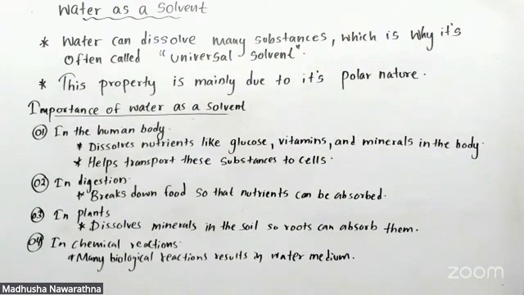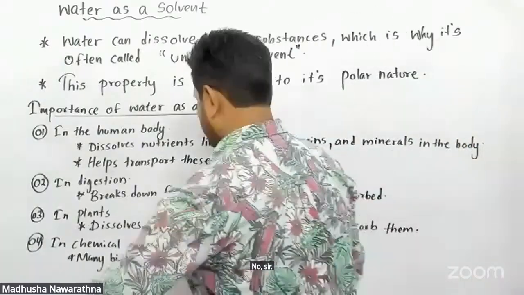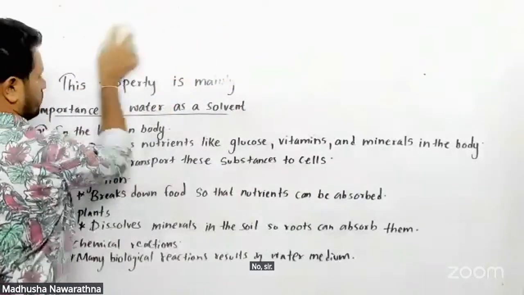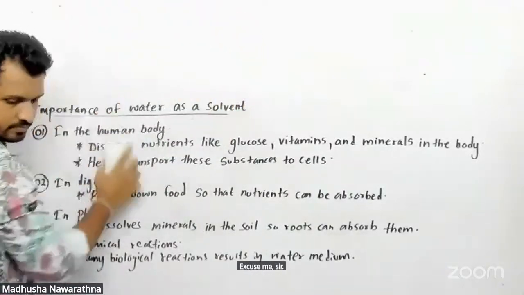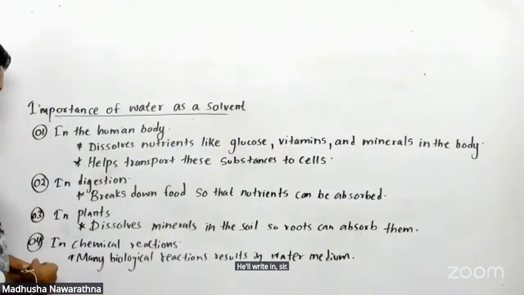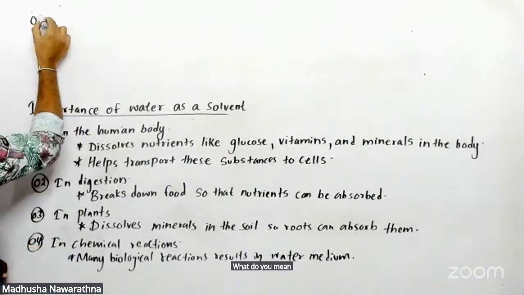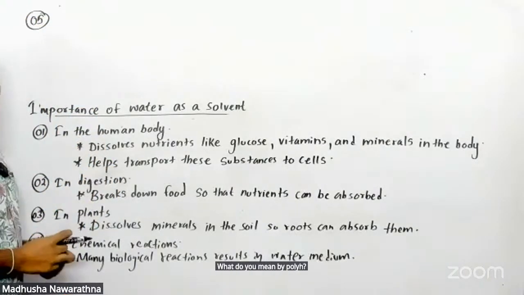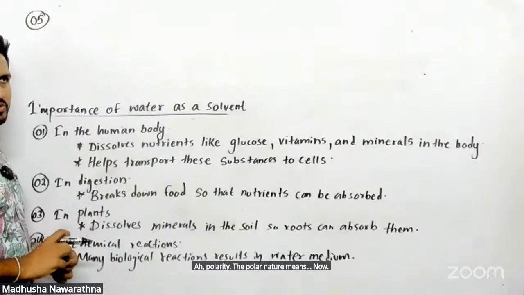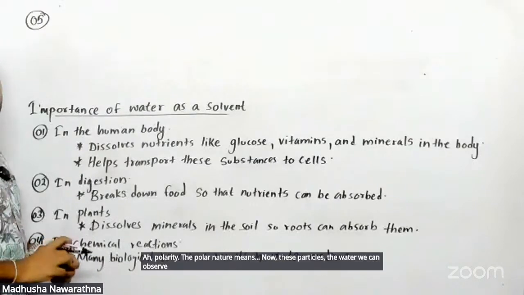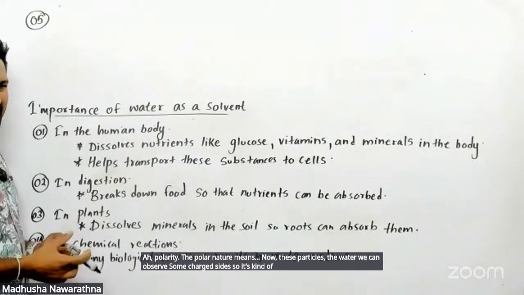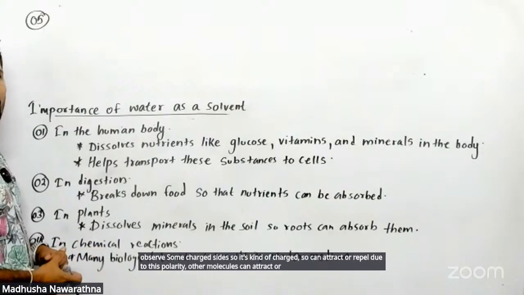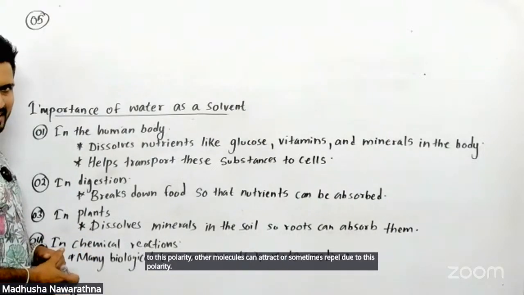Still writing, sir. What do you mean by polarity here? Polar nature means these particles in water have some charged sides. So it's kind of charged, so it can attract or repel due to this polarity. Other molecules can attract or sometimes repel due to this polarity.